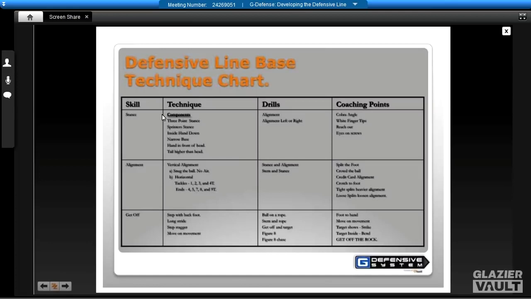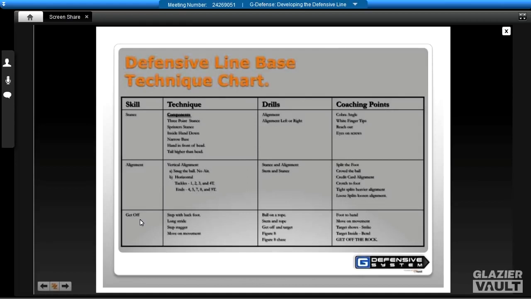So if you take a look at stance right now, I'm just going to go over coaching points. Some of the things we like to talk about is the cobra angle, where we have that nice angle. We like to have weight on the fingertips. Another term we like to use is eyes on the screen. Eyes on the screen. Okay, reach out. Those are coaching points. And what we want to do is define these.